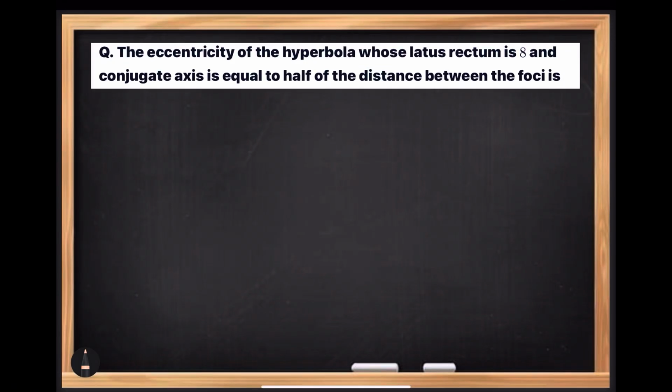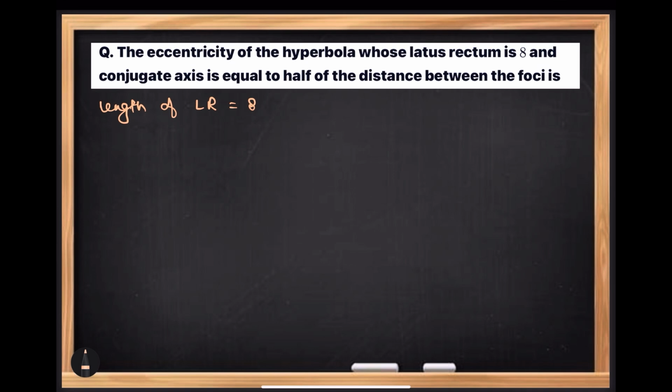Okay, so we got this situation which says: the eccentricity of the hyperbola whose latus rectum is 8. So they have provided you what? Length of latus rectum. Length of LR is 8. Okay. Now, and conjugate axis is equal to half of the distance between the foci is. Okay, so conjugate axis and foci.